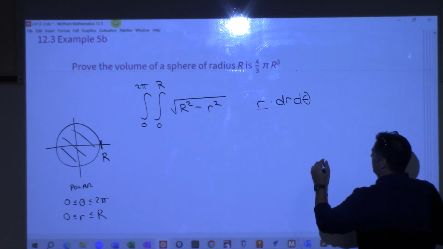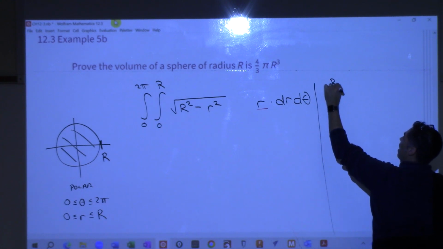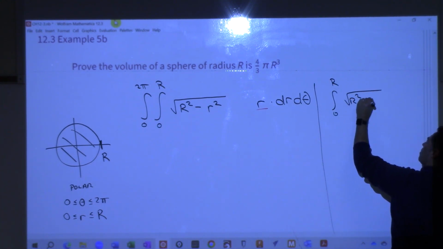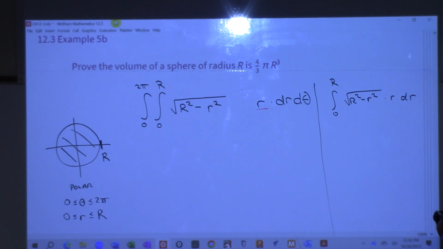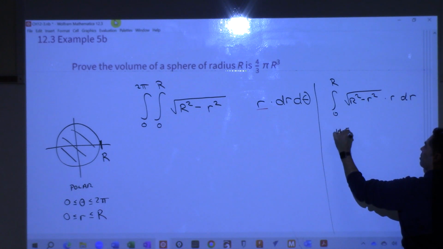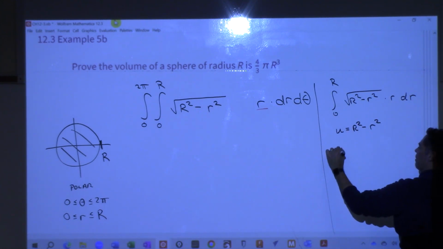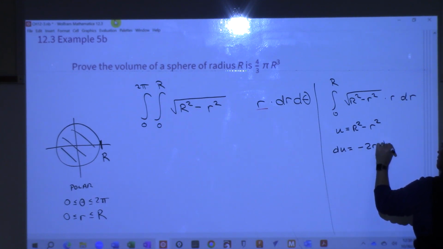So here's what I'm doing, just so everyone's clear. I'm trying to do this integral right here: the integral from 0 to capital R of the square root of capital R squared minus little r squared, times r dr. I'm just working on that inner integral first. I make a u substitution. u is capital R squared minus r squared. The derivative of that is just negative 2r dr.